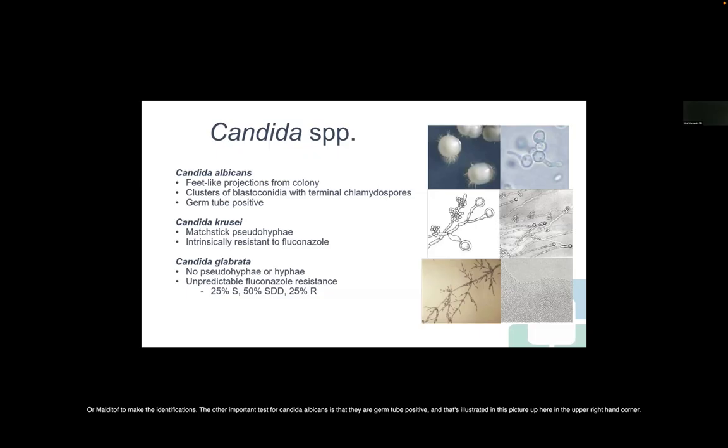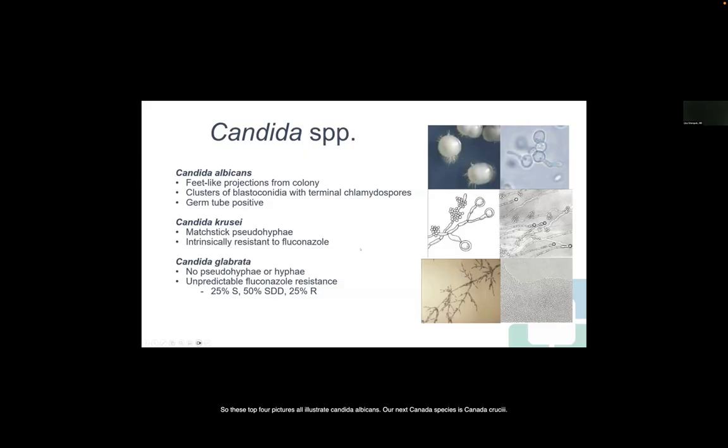The other important test for Candida albicans is that they are germ tube positive, and that's illustrated in this picture up here in the upper right-hand corner. This is a tube-like projection from the parent cell, and there's no constriction at the neck here. So these top 4 pictures all illustrate Candida albicans.